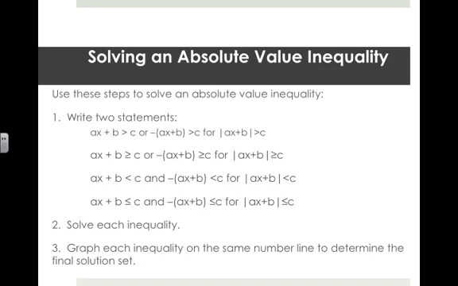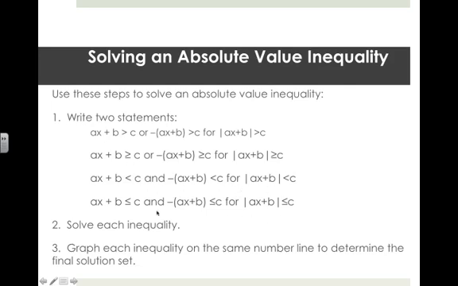If you've got less than, it's and. So greater than, or; less than, and. If you start off with the absolute value of ax plus b greater than c or greater than or equal to c, you're going to write your two cases with an or. So ax plus b greater than c or greater than or equal to c, or the opposite, negative ax plus b greater than c or greater than or equal to c. So greater than, or.